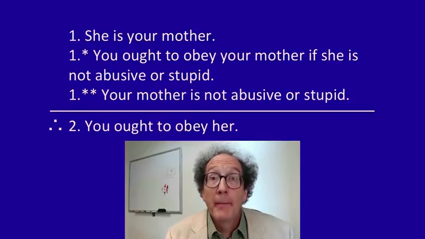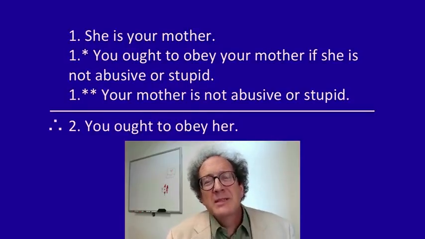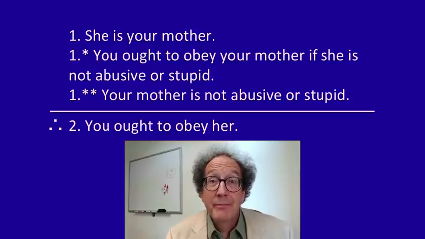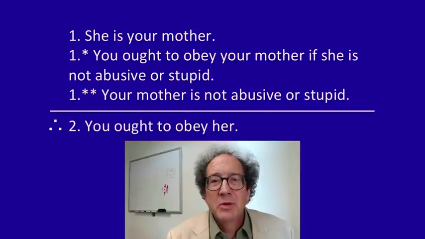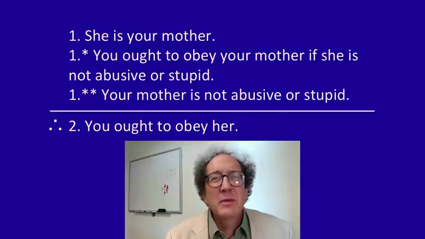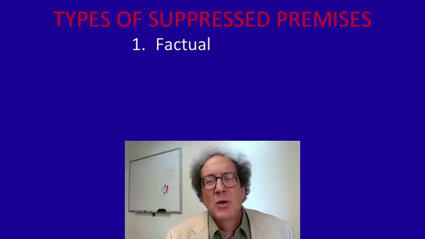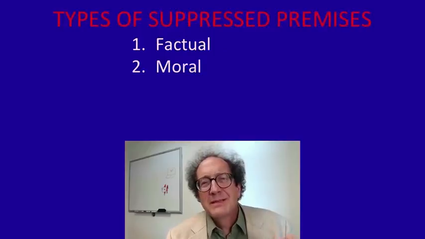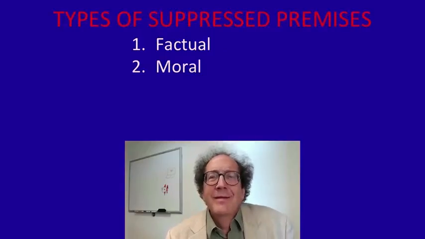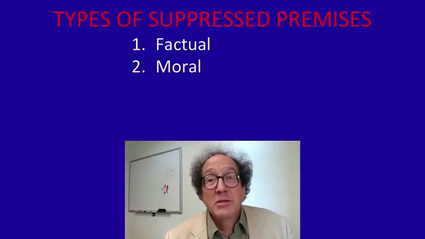Therefore, you ought to obey her. And notice that here we added a moral premise about the fact that you ought to obey your mother under certain conditions, namely, she's not abusive or stupid. And the second premise is she was not abusive or stupid. So we have a moral premise and a factual premise both being suppressed in the argument that you ought to obey her because she's your mother.